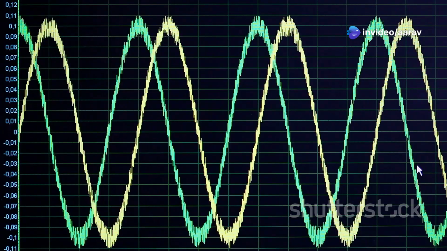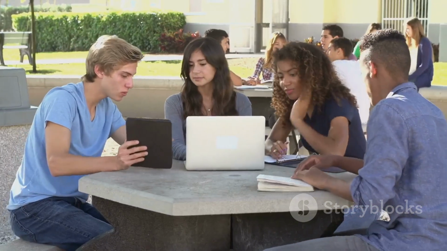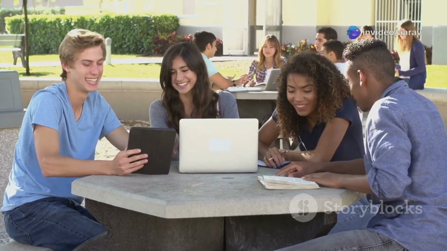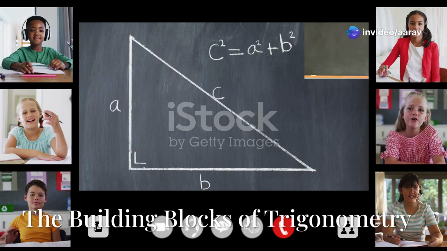Trigonometry is also essential for understanding waves like sound waves and light waves. It helps us analyze their properties and behavior. Whether you are a student, a professional, or simply curious about the world around you, understanding trigonometry opens up a world of possibilities.